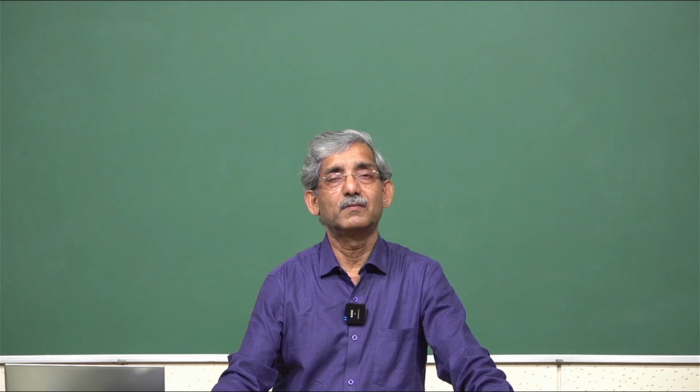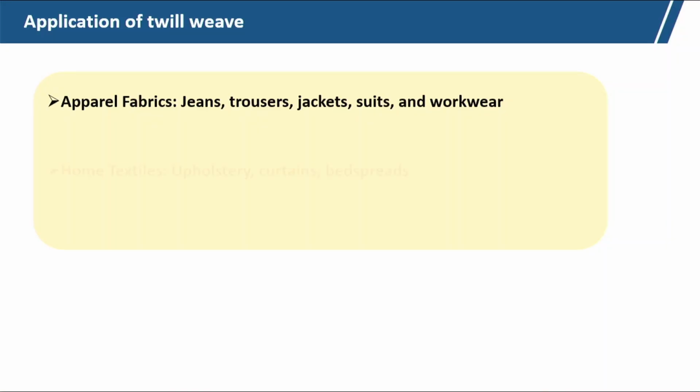Ease of finishing. So, if we see the applications, there are large applications are there. So, basically in apparel fabrics, jeans, trousers, jackets, suits, workwear. So, all these places we use the twill weave. For workwear, where the heavy duty clothes are required, we use twill weave for better abrasion resistance.